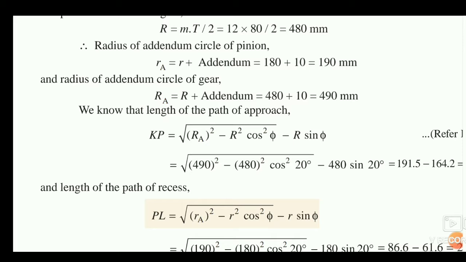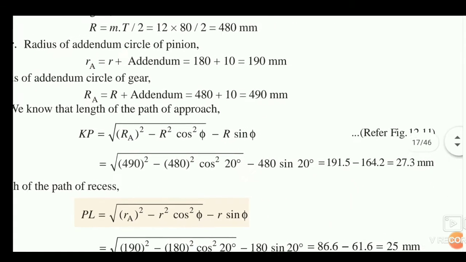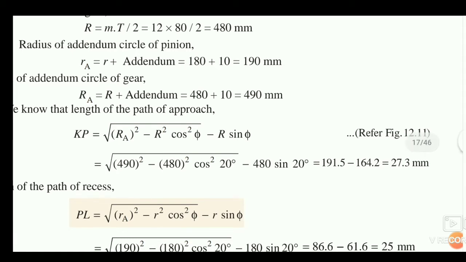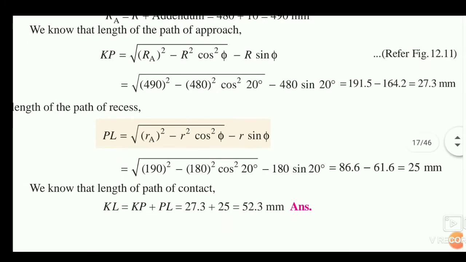So you can substitute. We have already found out the RA value. The R value we have again found out. Then the phi value is in the question. Then R sin phi. So you'll put in all the values and you will get the final answer as 27.3 mm. That is the path of approach. Similarly the path of recess, where all the capital letters become small letters.